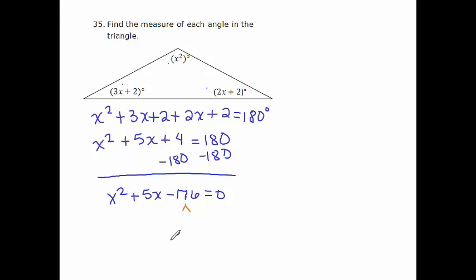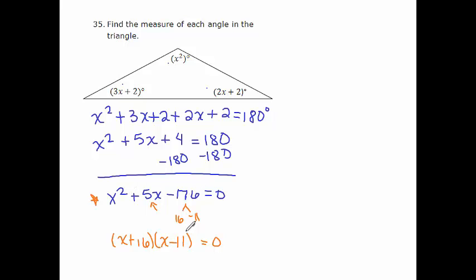So looking at those factors, I know that if this is 16 and negative 11, they multiply to give me negative 176, but when I add them, I get positive 5. So I can use those factors. So that's x plus 16 and x minus 11, and that equals 0. If you want to check and make sure that you did that correctly, you could just multiply these two back and make sure that you get this expression again.